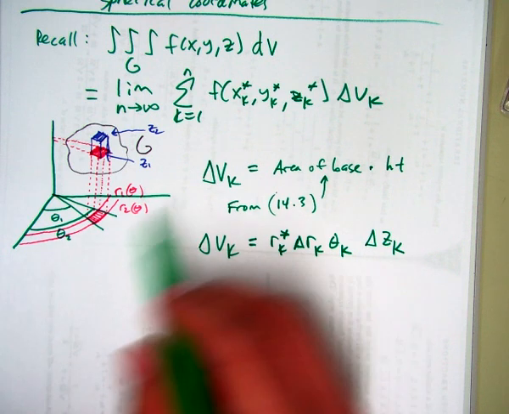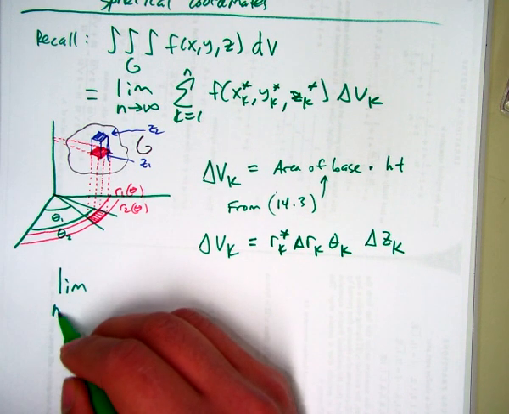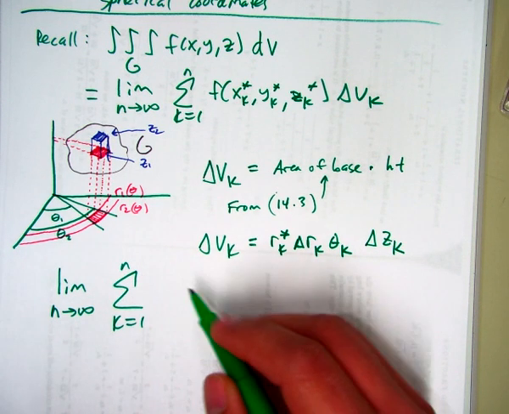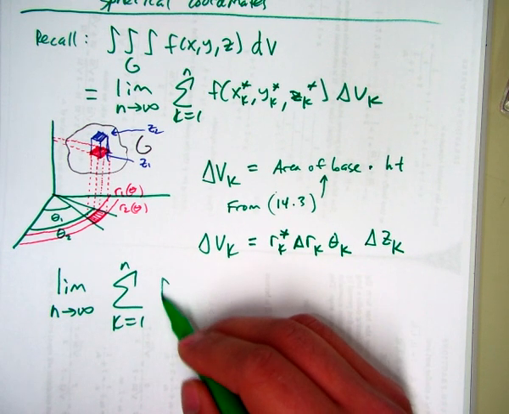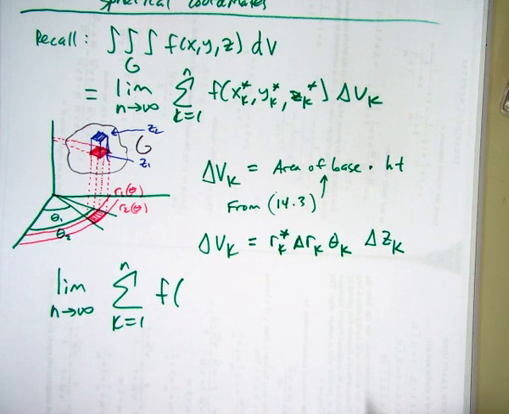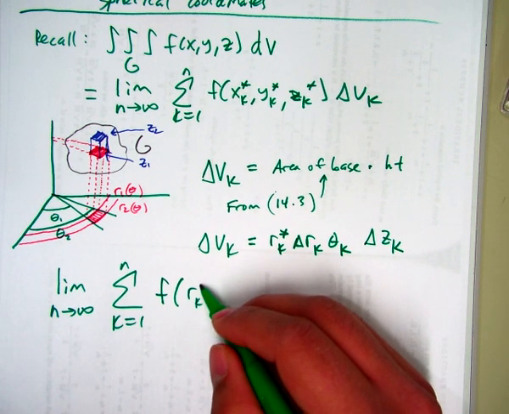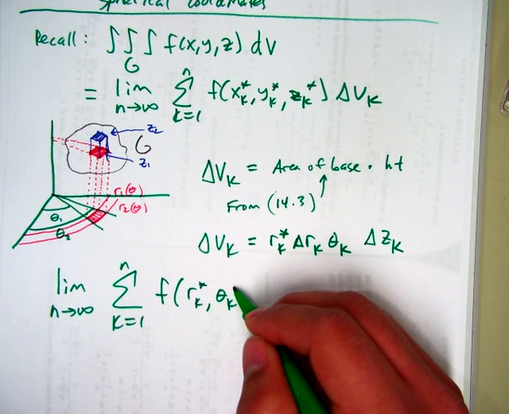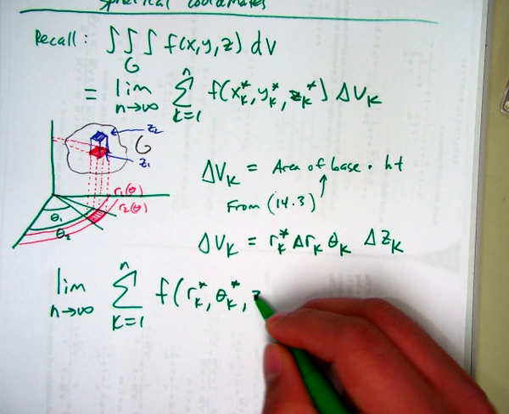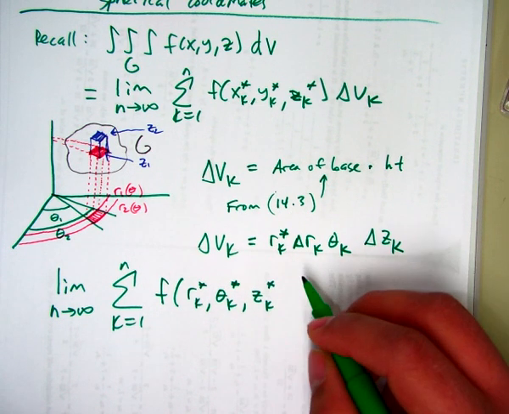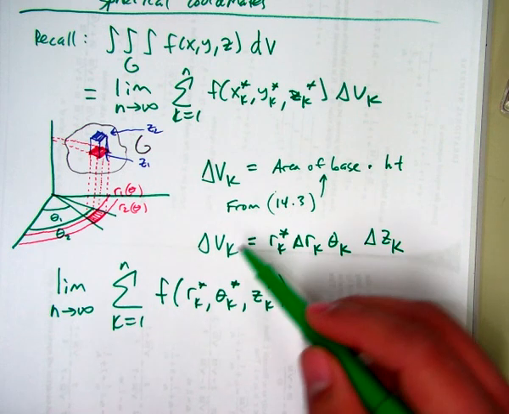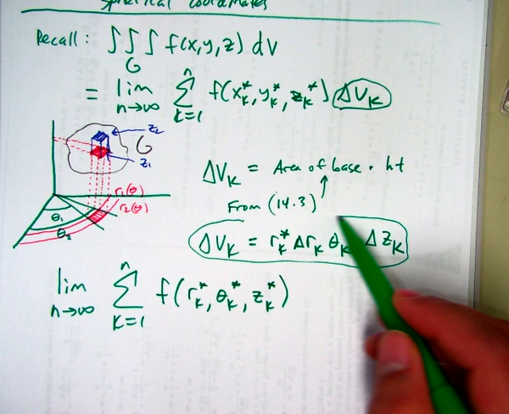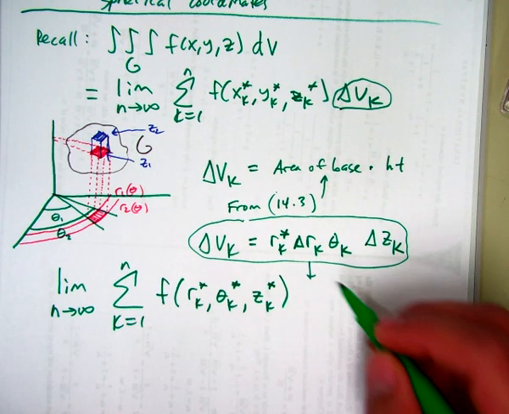So now, an alternate version of the triple integral would be to take the limit as n goes to infinity of the Riemann sum from k equals 1 to n, and now we evaluate the function not in terms of x, y, and z, but in terms of r sub k star, theta sub k star, and you remember in cylindrical, z doesn't go anywhere, it's still going to be there. And now, this delta V sub k that we were wondering about, very similar to what we did in two dimensions when we did double integrals, that goes down here.